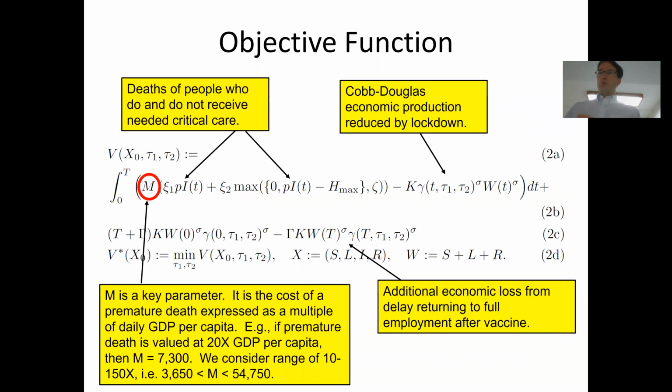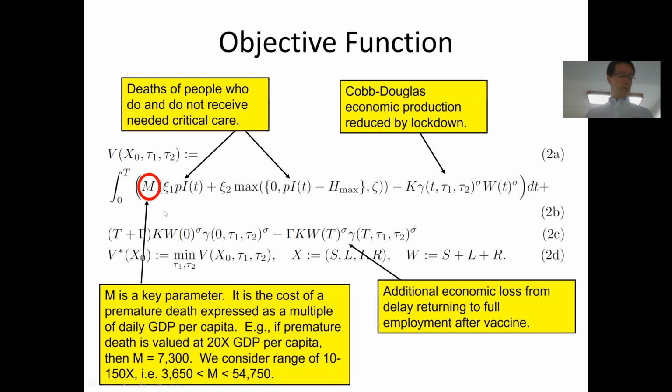On the economic side, the right-hand side of the slide here, it's a basic Cobb-Douglas production function. We take capital to be constant because the whole thing plays out over only a year or two. And so the driver of economic production, and hence the loss of production, is employment or unemployment governed by the lockdown. The key parameter is this M, which is the cost per premature death due to COVID.